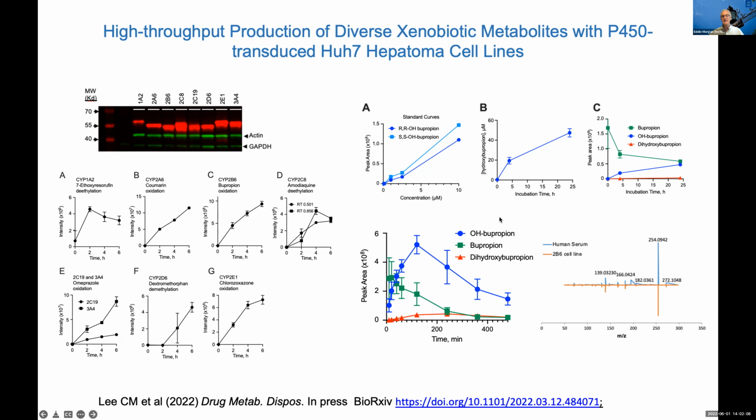And going back into those mice injected with bupropion, we were able to detect the time-dependent generation of the dihydro metabolite and its subsequent elimination. And going into that small cohort of humans, of whom one was exposed to bupropion, we were able to detect it in that individual. And here is the MS2 spectrum from that signal in human serum in blue and the CYP2B6 cell line in red.